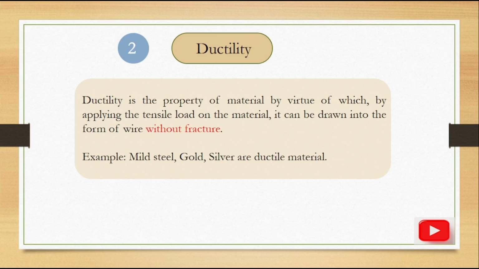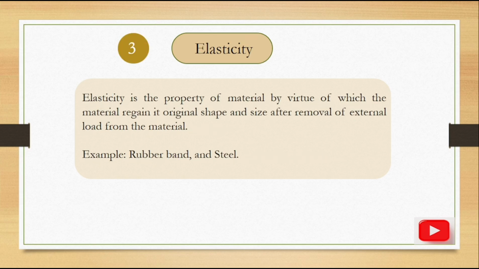Third one is the elasticity. Elasticity is the property of material by virtue of which the material regains its original shape and size after removal of external load from the material. Example, rubber band and steel are elastic materials.